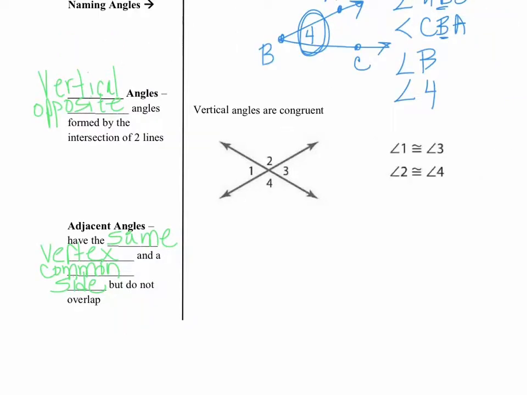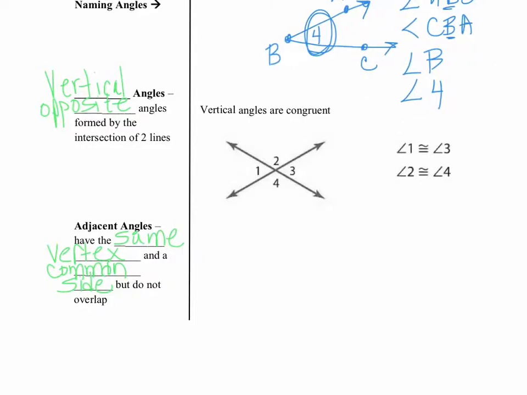As it states here, vertical angles are congruent. So, angle 1 and angle 3 are vertical, and that's written here. Angle 2 and angle 4 are vertical, and that is written there. Vertical angles are congruent. That means they are the same size.